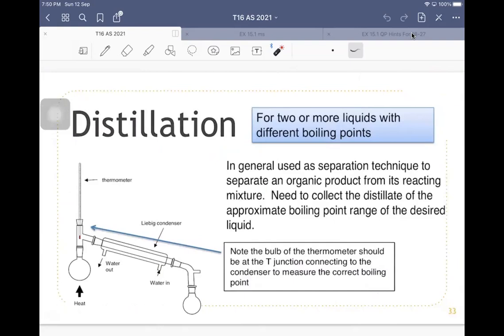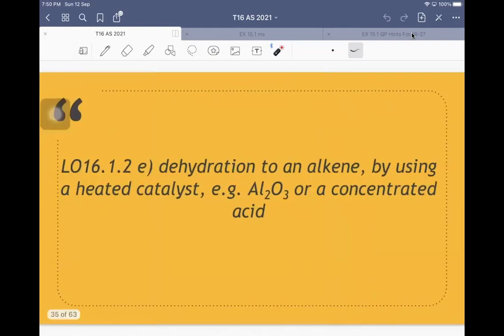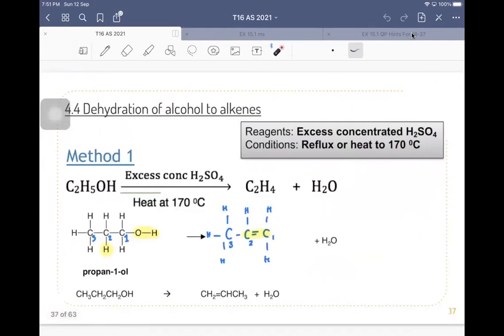We've also looked at the setup of a fractional distillation, because this setup is used to separate two or more liquids with different boiling points. So this is just the summary. Then we also looked at the dehydration reaction of alcohol, where alcohol loses water to form an alkene. Losing water is usually OH from one carbon and hydrogen from the adjacent carbon.